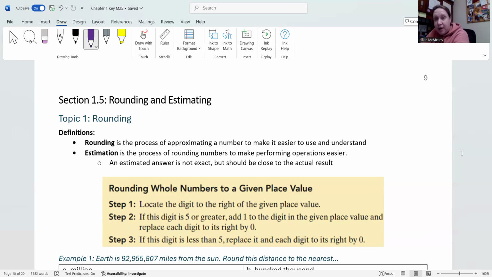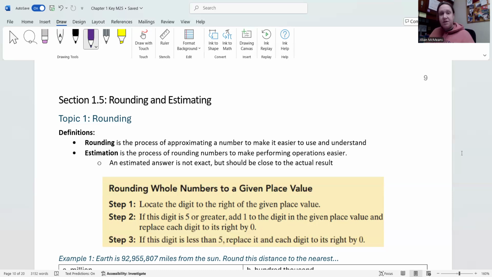Now, attached to rounding is this process called estimation. Estimation is the process of rounding numbers to make performing operations easier. For us at this point, operations are going to be addition and subtraction. We will also eventually talk about multiplication and division. An estimated answer is not exact. I do need you to understand that, but it should be really close to the exact answer.